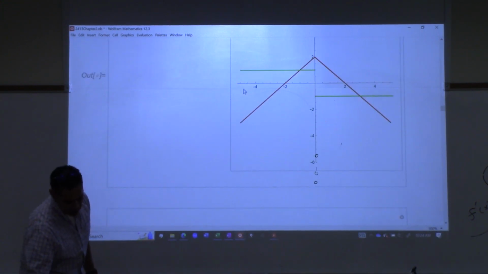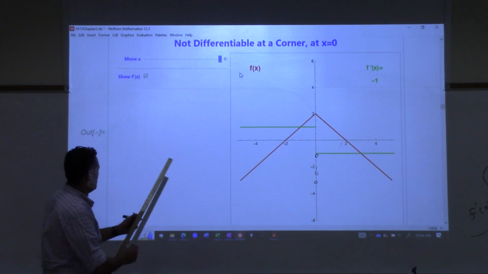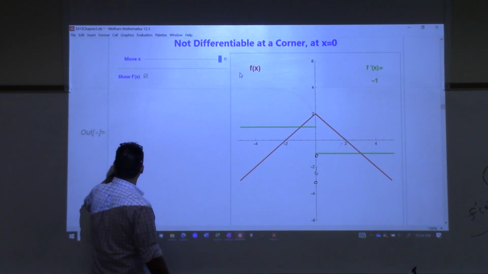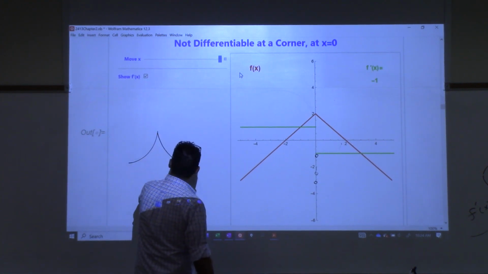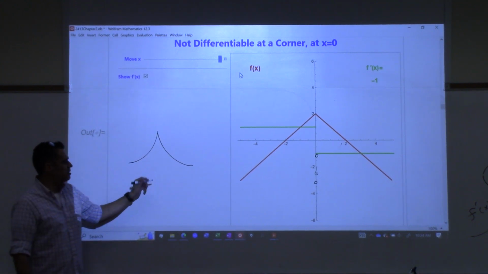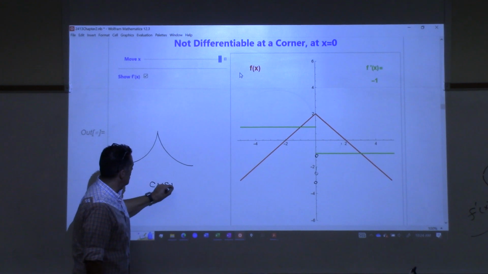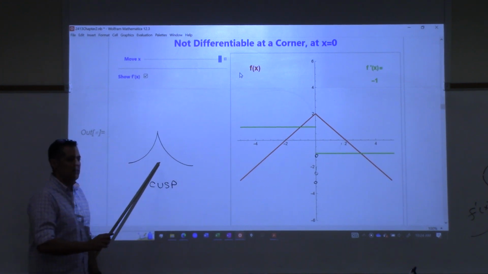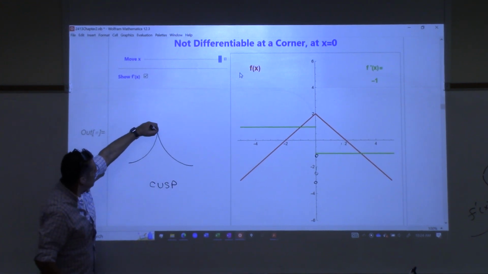Now, what does a cusp look like? Do I have a cusp here? I don't have a cusp. Let me draw you a cusp, because a lot of students don't know what a cusp looks like. A cusp is something like that. That's a cusp. This function would fail to be differentiable at that point right there.